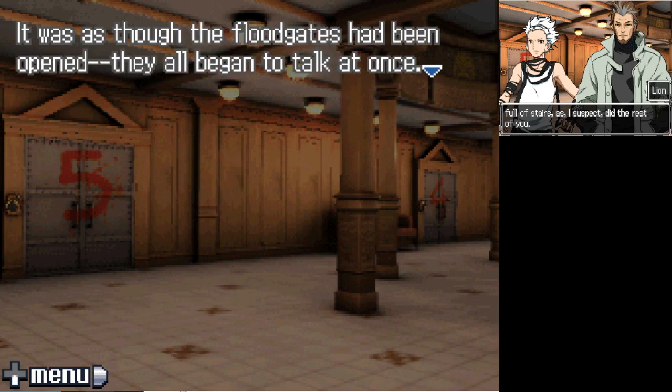It was as though the floodgates had been opened. They all began to talk at once. Me too. I did too. Yeah, door with a number on it. It soon became clear that each one of them had awoken in a room with a locked door and solved a puzzle to escape. They all ended up in the same room, almost as though they'd been guided there.